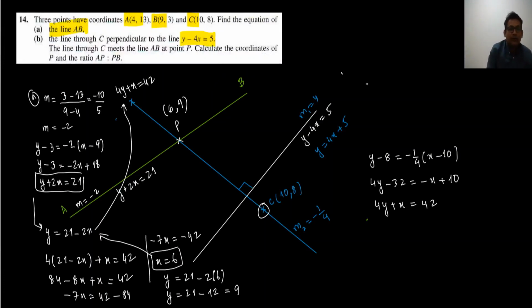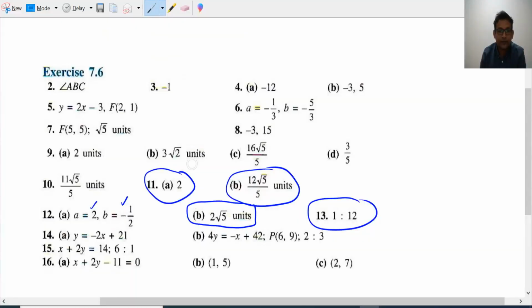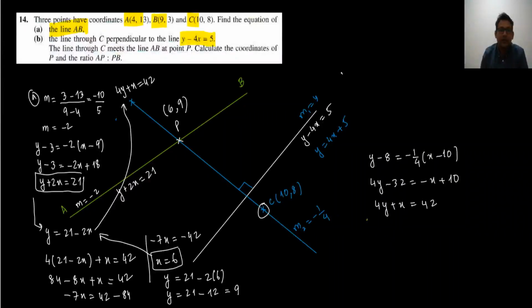Calculate the coordinates of P. Let me check the answer of P first, because if P is right, then we can work on the ratio. P is (6, 9), so it means we are doing excellent, we are doing right. Okay, we got the coordinates of P. The next target is the ratio method.